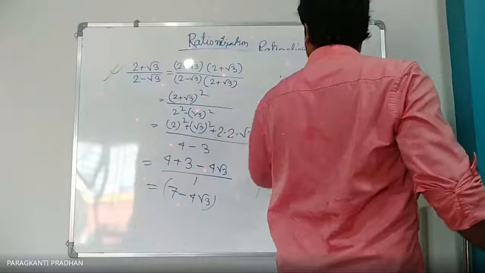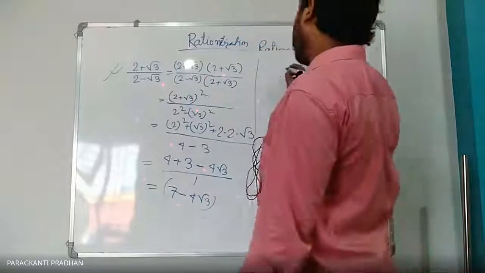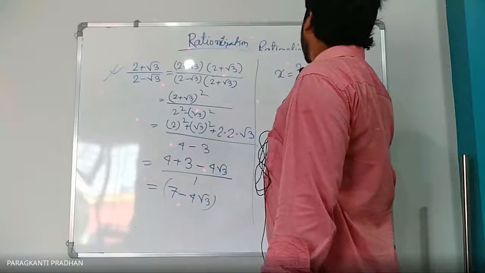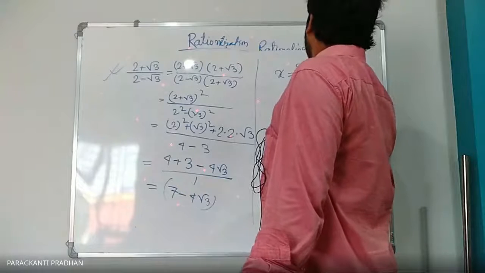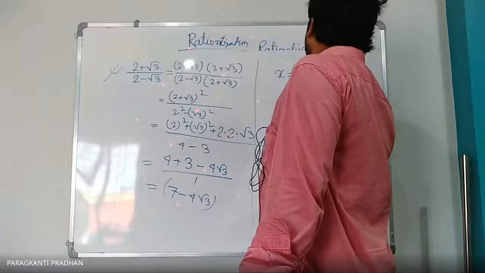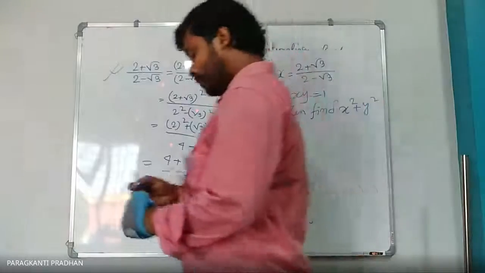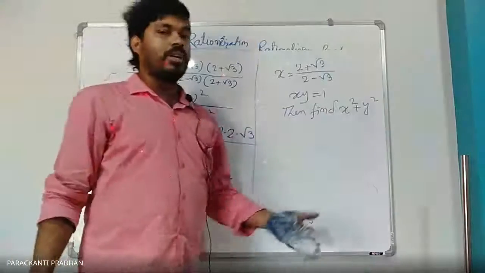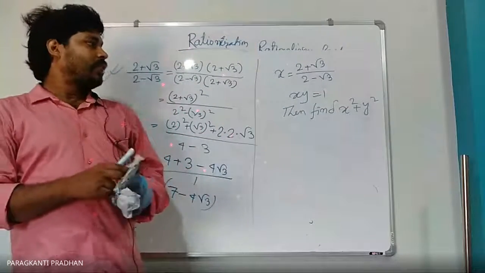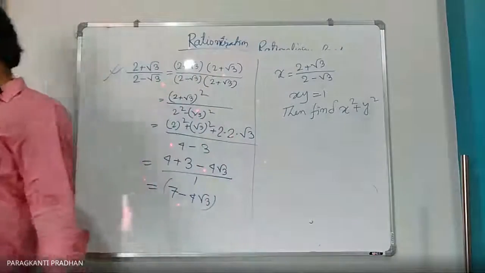Now the question is, are you copying the sums? Very good. x is equal to 2 plus root 3 by 2 minus root 3 and xy is equal to 1, then find x square plus y square. This is the question. x is equal to 2 plus root 3 by 2 minus root 3 and xy is equal to 1. Then you have to find the value of x square plus y square. Can you find the value?